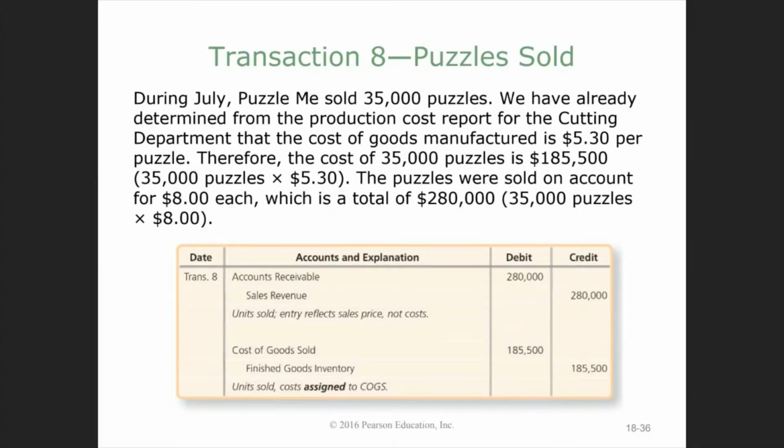So it says the total amount that we sold them for was $35,000, because that's how many puzzles there were that we sold. And we sold them for $8 a piece, so 35,000 times 8 gives us what we sold them for. And then we're going to take the cost times how many. So the cost was $5.30 times how many, which was 35,000, and that gave us the total cost. And then we're going to take the total amount that we sold them for minus the total cost, and that's going to give us the amount that we're left with, which is what we made, or our profit.